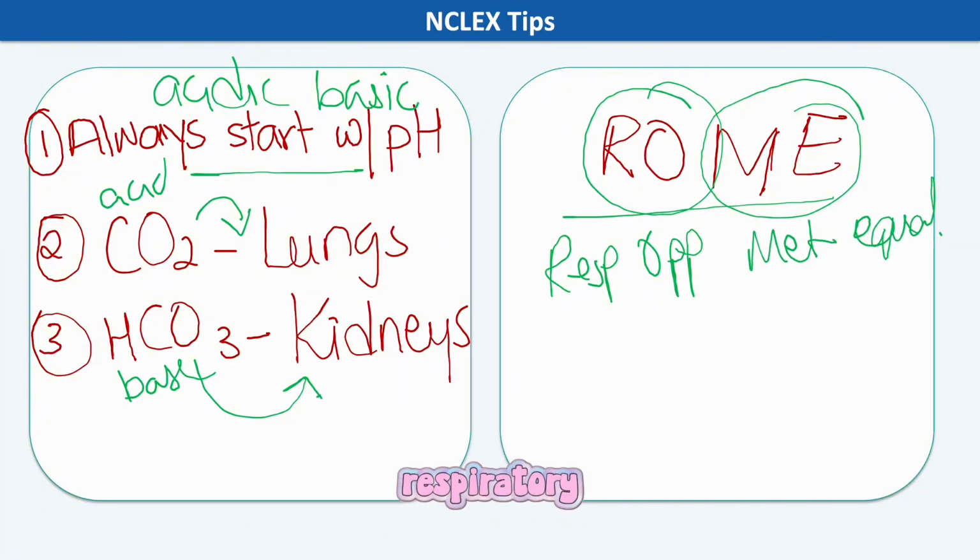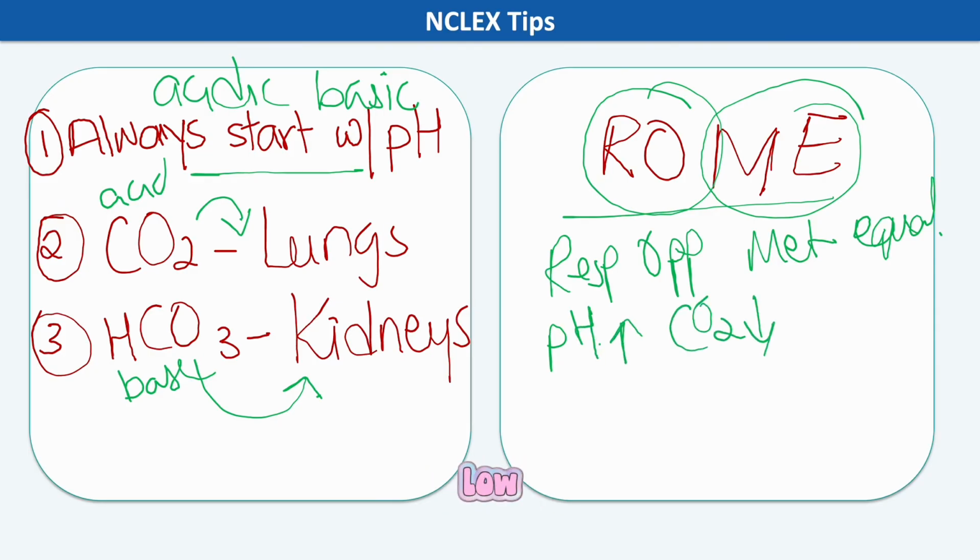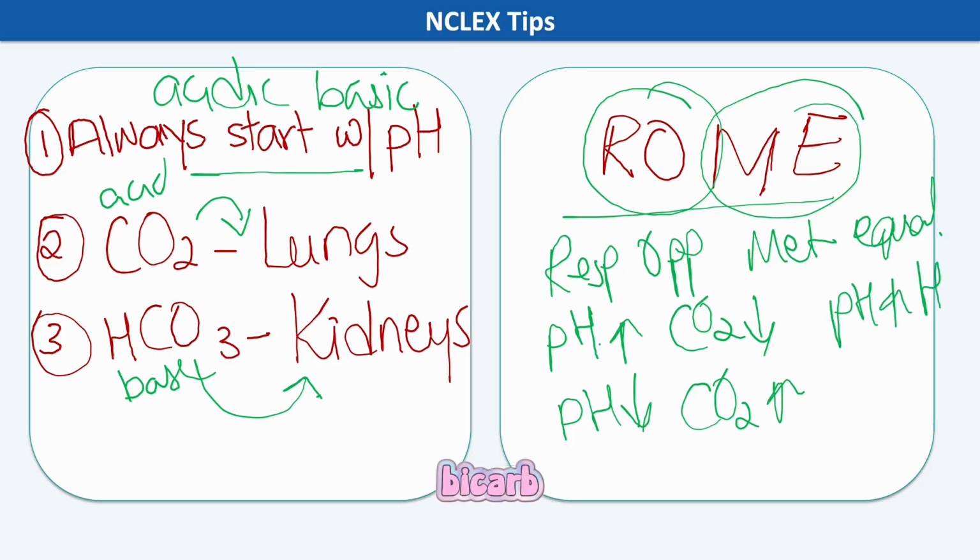So respiratory, if our lungs are causing the issue, if the pH is up, you'll see the carbon dioxide will be low. If our pH is low, carbon dioxide will be up. And for metabolic, if our pH is up, bicarb is up. If pH is low, bicarb is low.